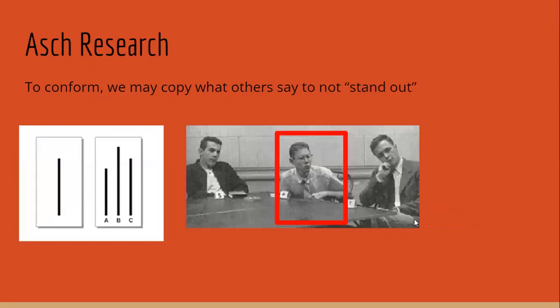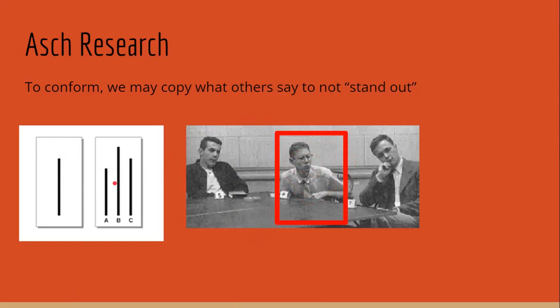All right, now we're talking about another researcher, Asch, or however you say that. To conform, we may copy what others say to not stand out. In this example, there was a group of people, and Asch told all of them that a guy would come in, the guy with the white shirt on. He's not in yet, but Asch tells everyone else, when I ask which line is equal to this one, you are going to say that it is line B. Well, obviously it's line C, but we're just going to see what happens.